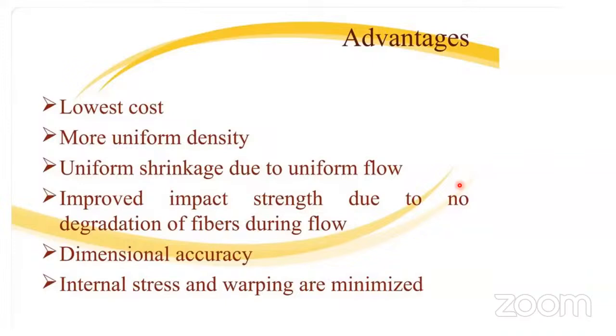Now, I told you the advantages: lowest cost, more uniform density, uniform shrinkage due to the uniform flow. What is the shrinkage? It is the relaxation process of oriented molecules. If you see, the shrinkage is very low in this case, and it is uniform. Improved impact strength due to no degradation of the fibers during the flow. Dimensional accuracy and stability. Internal stress and warping are minimized.